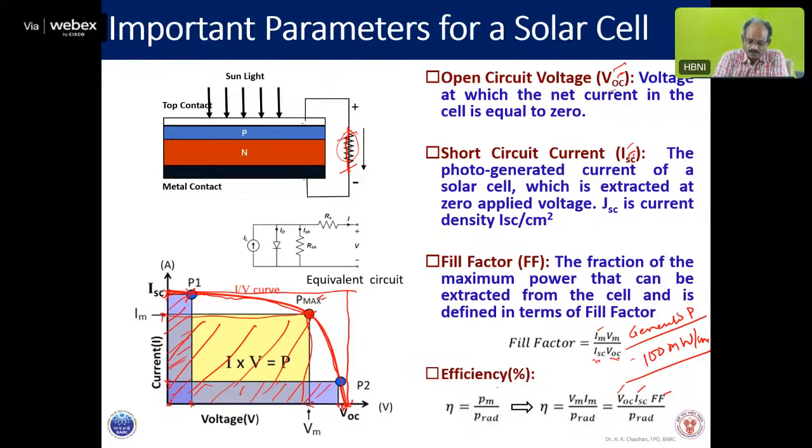A typical equivalent circuit can be drawn like this. Solar cell is basically a current source. You can consider it as a current source, and then you have a series resistance and a shunt resistance. And these are the connections of the solar cell. So this entire circuit is the equivalent circuit for a solar cell.